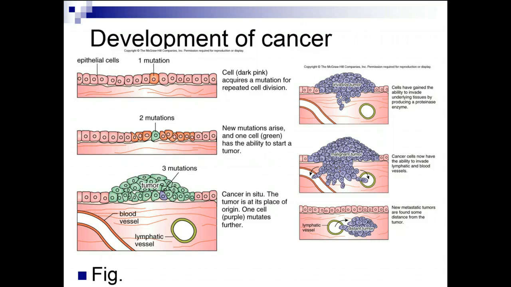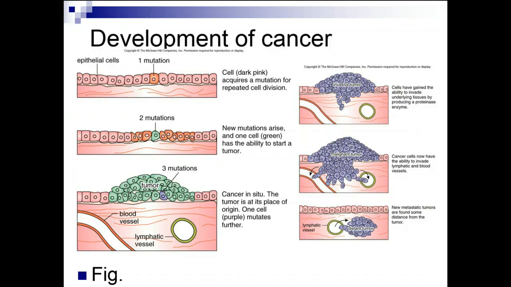Let's look at the development of cancer in more detail. All cancers start with a single cell that mutates, and the mutation causes repeated cell division. As new mutations arise, one cell has now turned into several cells with the mutation. These cells now have the ability to start a tumor.